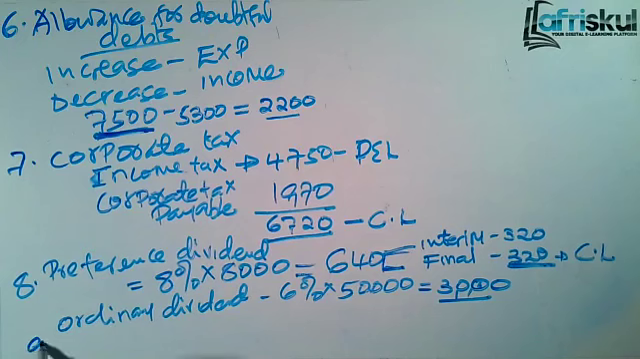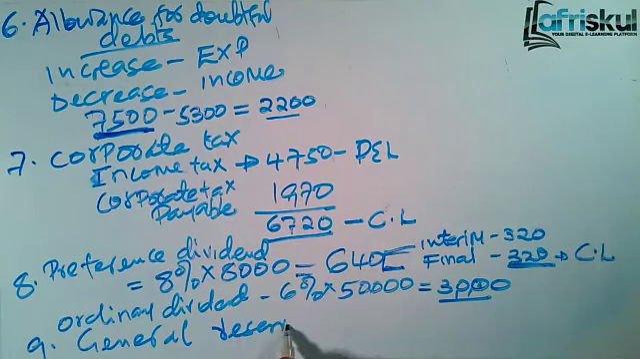And then the last one is now the general reserve. So on the general reserve, what was transferred was an amount of what? 2 million. So that is how you prepare the notes.